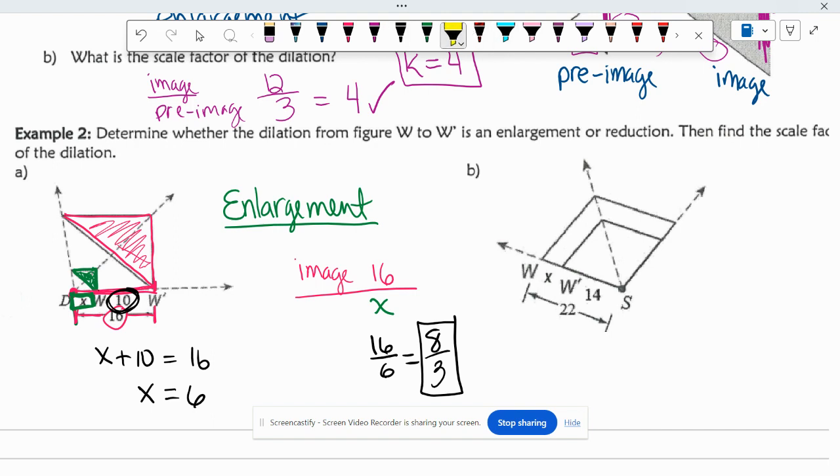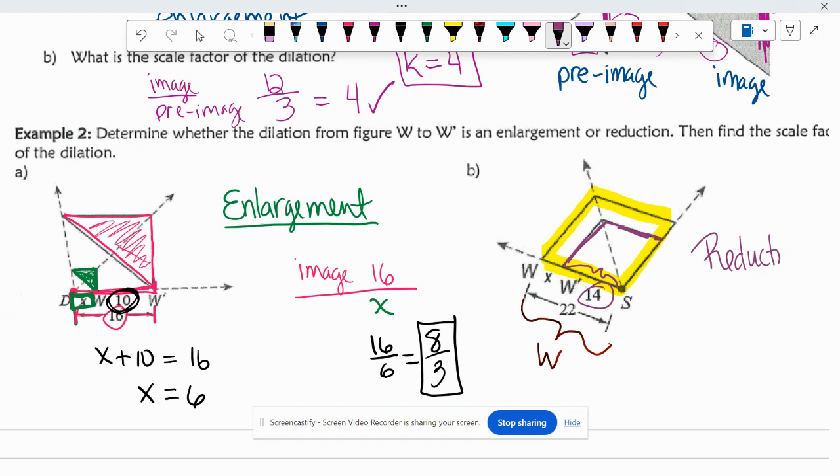When I look at my next image, W, the original shape, the original shape W is 22. W prime is made smaller, right? And it has a measurement of 14. We don't need to do anything with the X there, right? You don't need anything with the X. Okay, so is this an enlargement or a reduction? It's a reduction. Good job.